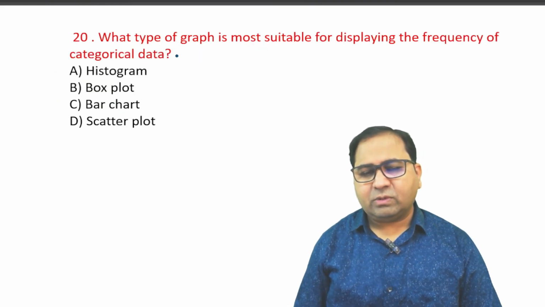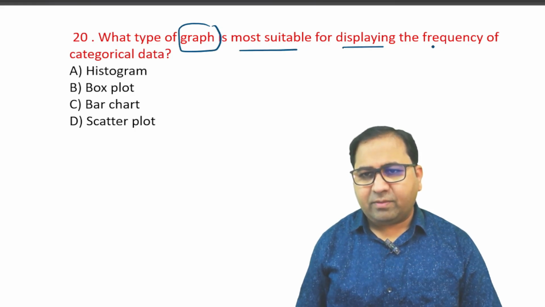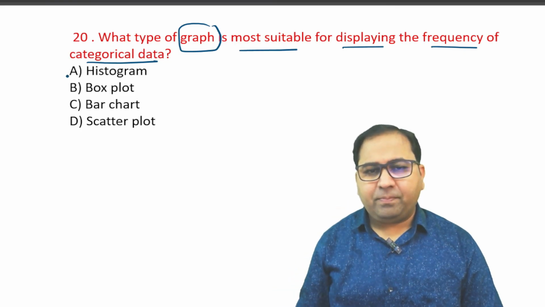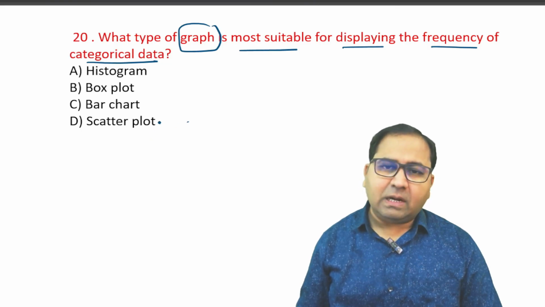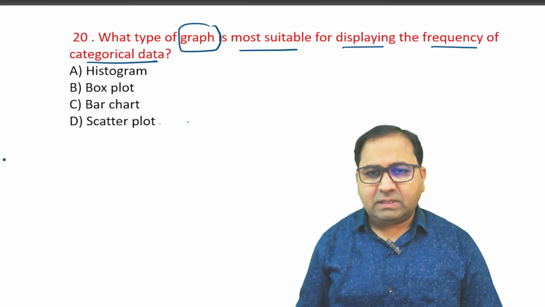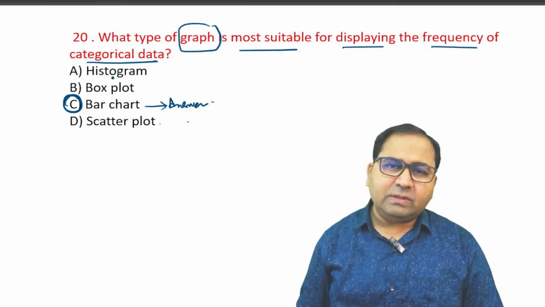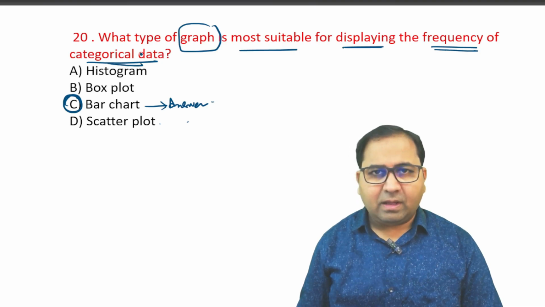Okay, the next question. Which type of graph is most suitable for displaying the frequency of categorical data? Is it histogram, or box plot, or bar chart, or scatter plot? So which type of graph is most suitable? The answer for this question is C, bar chart. Bar chart is the answer. Please remember this point. If this question comes in the examination, if they are asking for displaying the frequency of categorical data, then you blindly take the answer as bar chart.